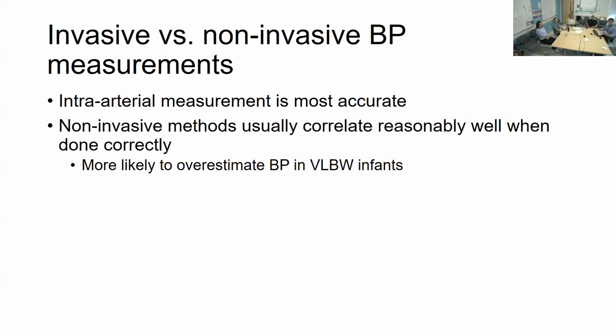So when we compare the two, invasive blood pressure measurements are definitely more accurate, especially if you have a well-placed central catheter. The non-invasive methods generally can correlate reasonably well. The way that they work is that the oscillometric devices actually measure the mean arterial blood pressure, and then they use their own proprietary formulas to estimate both the systolic and the diastolic blood pressure. So that in and of itself can provide some inherent error.